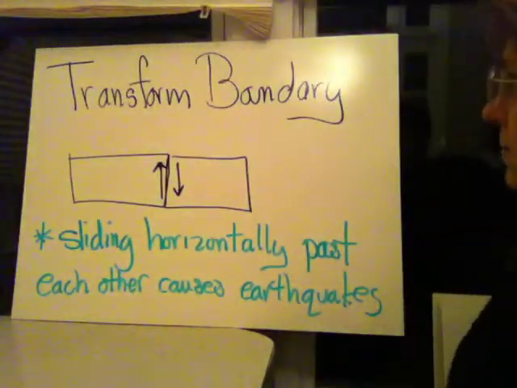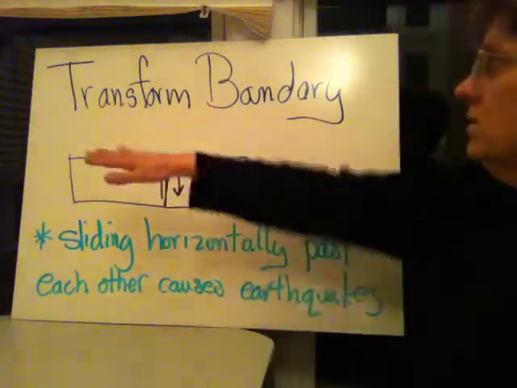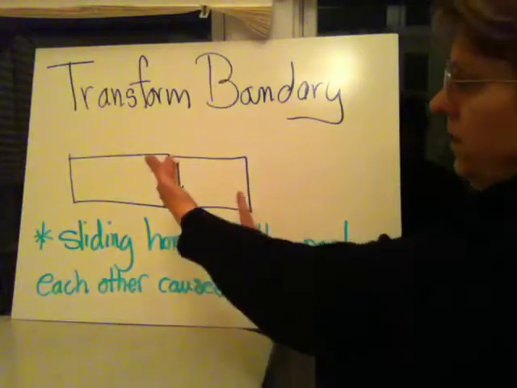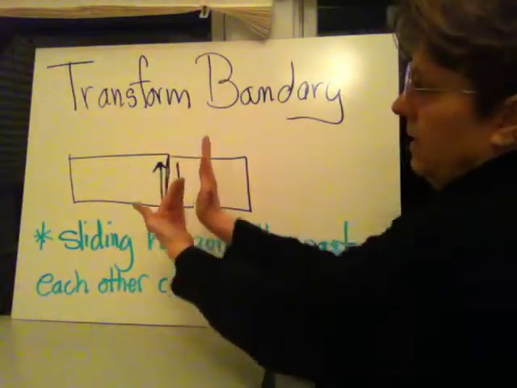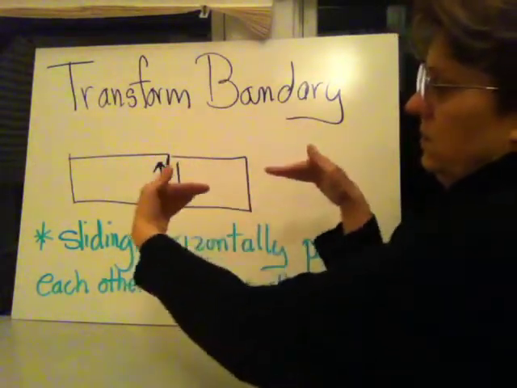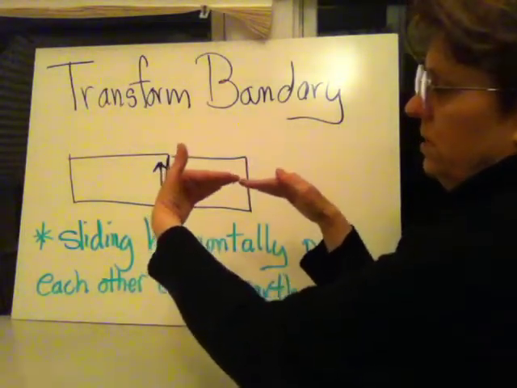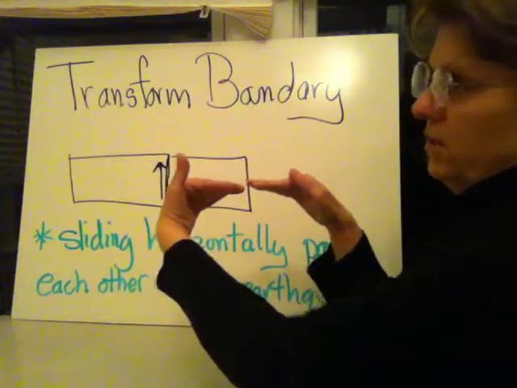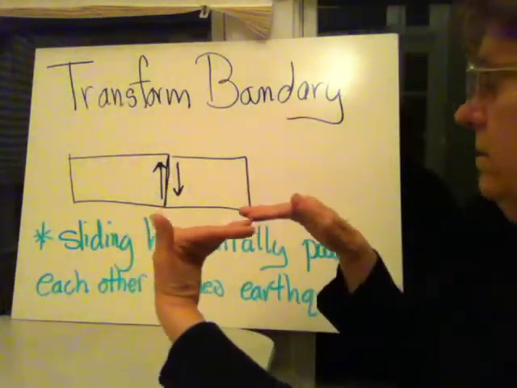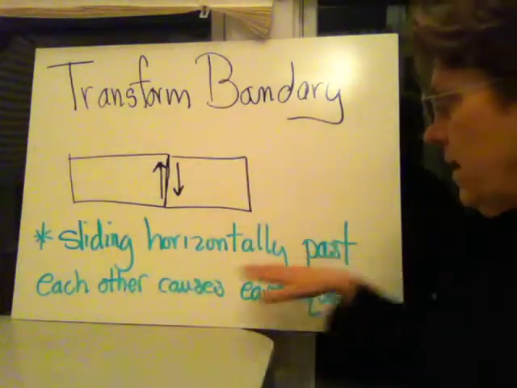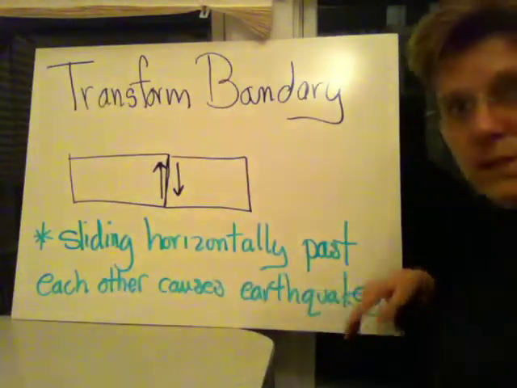Our third type of tectonic plate boundary is called a transform boundary. This is a view from above where these plates slide against each other. No one is crashing into each other, no one's going under each other. These are sliding back and forth, which is your classic earthquake activity. So transform boundaries are sliding horizontally past each other, and that causes earthquakes.